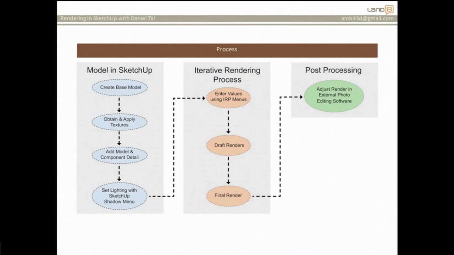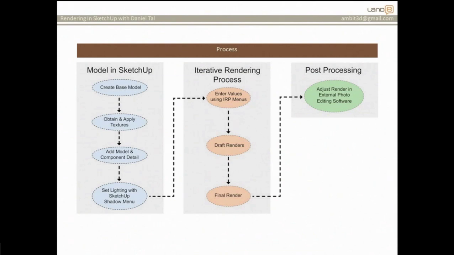You're going to obtain and apply texture images to it. You're going to add and control the model detail, and then you're going to set the lighting up in SketchUp. What I mean by set lighting is we're just going to use the SketchUp shadow menu to determine how lighting works. Then I talk about an iterative rendering process.